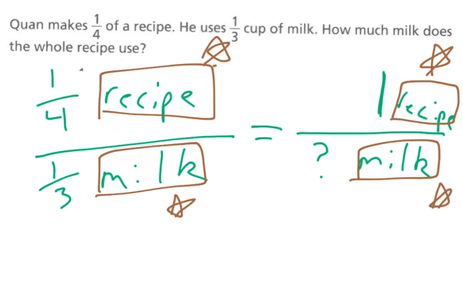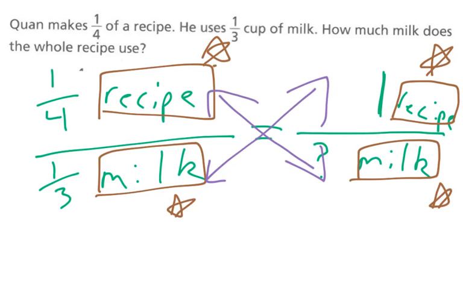So now what I'm going to do, I am going to cross multiply. Cross multiply is when you multiply, basically it's like in the shape of an X. So I'm going to go 1/3 times 1, which is 1/3. And then I'm going to go 1/4 times X, because that's the thing I don't know. So 1/4 times X. So they're saying a fourth of this number, whatever it is, is equal to 1/3.